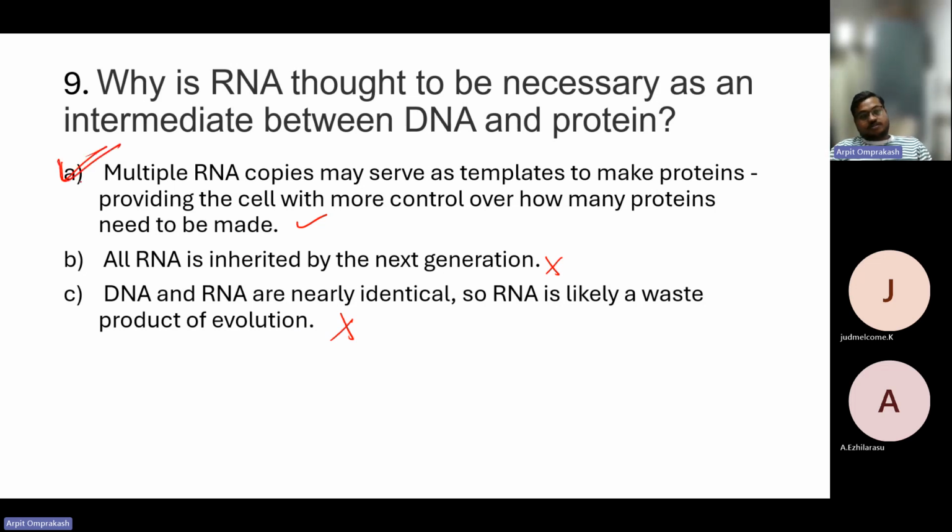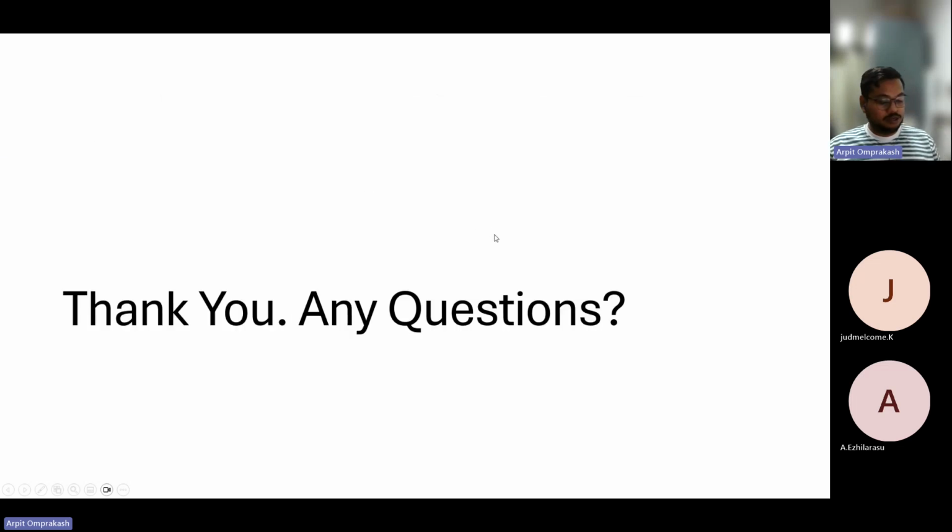RNA, as we mentioned before, makes a lot of copies, which can then be used to provide a lot more control over how many proteins are to be made by the DNA. Right. Okay. So that's it.